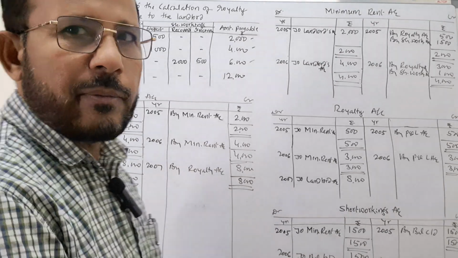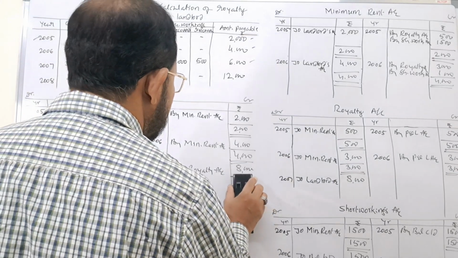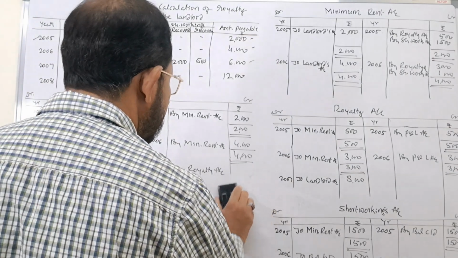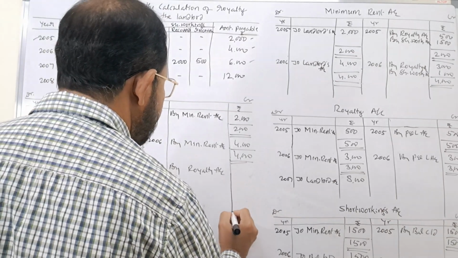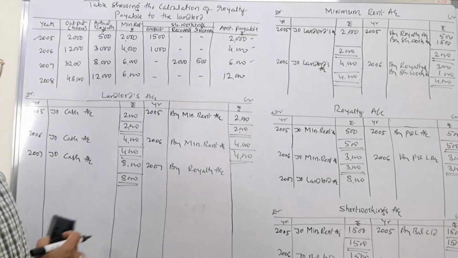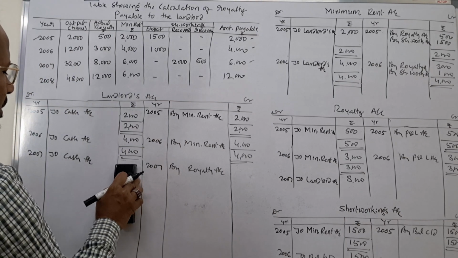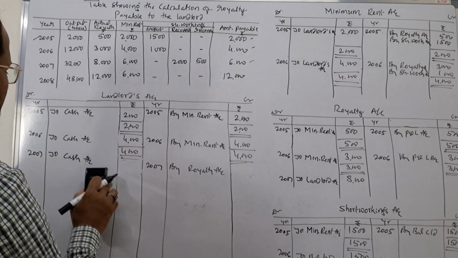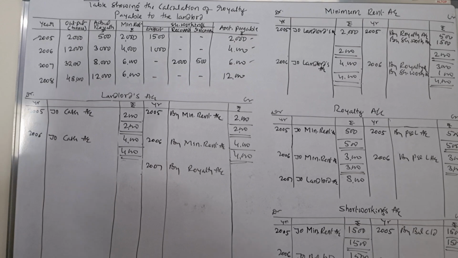8,000. Here something is to be done here. Okay, fine, no problem. Let it be. This one.